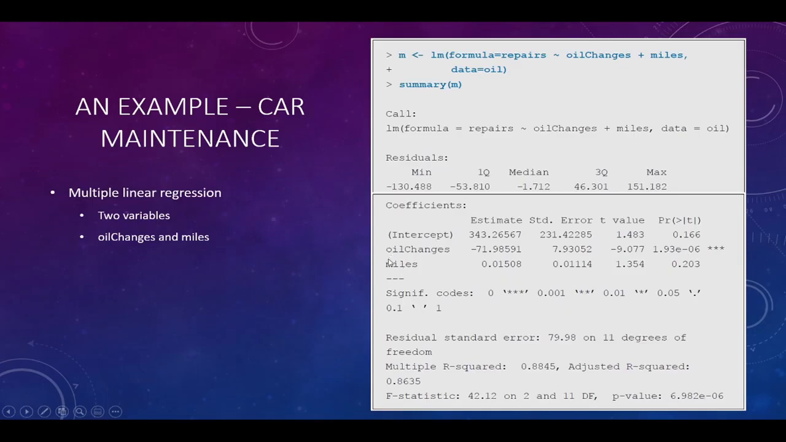So if I look here, my miles has got a 0.2. That's actually very large. Okay, this is going to back us up with the fact that the miles are not influencing the repair costs. Okay, so we are just as good sticking with our original model as if we had added the miles back in.